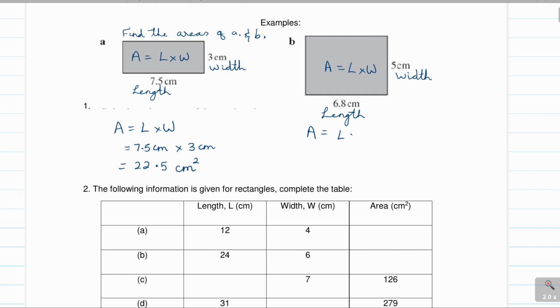On the other side, for B, we have the length as being 6.8 centimeters and the width being 5 centimeters. Okay, and our answer should be 34 centimeters squared. Alright, so our area is always some unit squared.